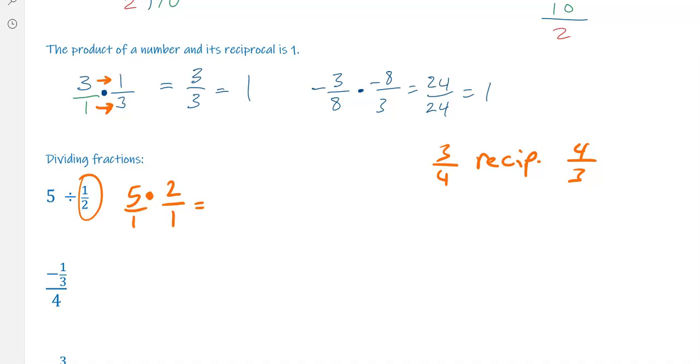Well, I don't really need to do that because any number over 1 is just that number. So we'll multiply straight across anyway. 5 times 2 is 10. 1 times 1 is 1. And 10 over 1, 10 divided by 1 is just 10. So 5 divided by 1/2 is 10. And that makes sense because how many 1/2s are there in 5 whole things? Well, there's 10 halves.